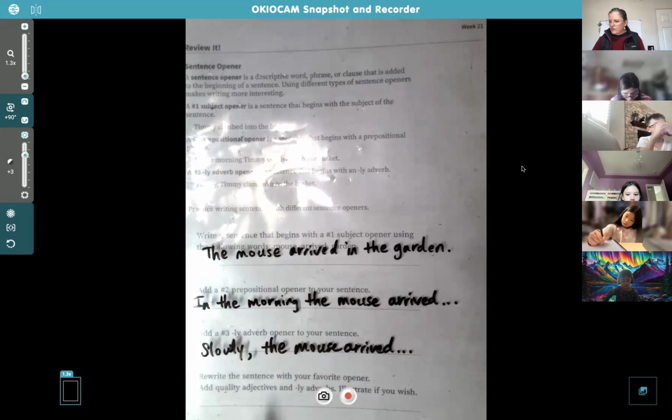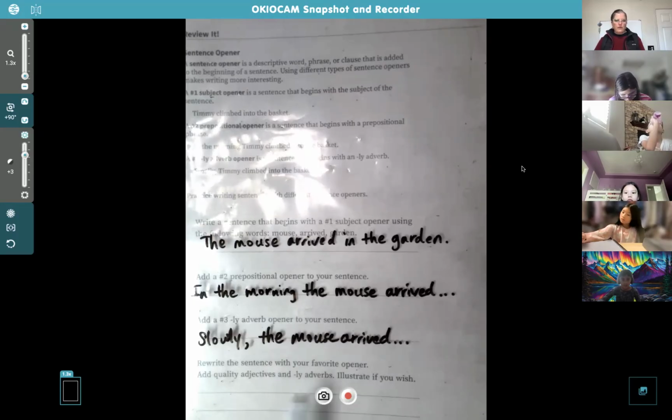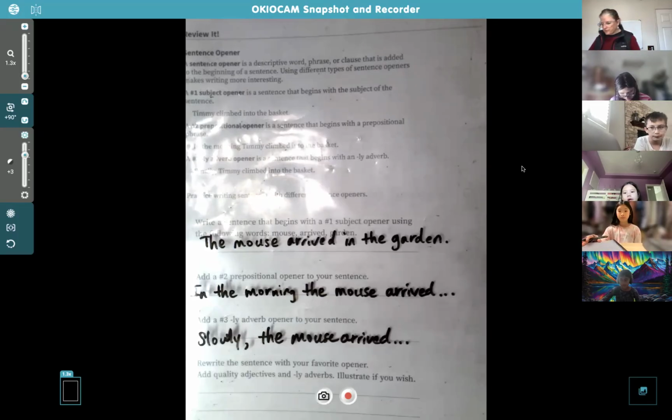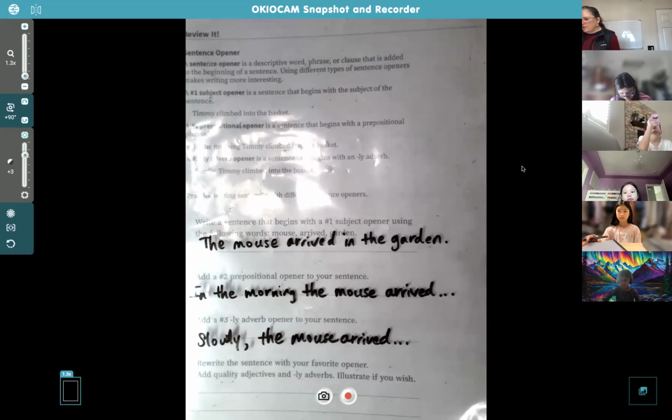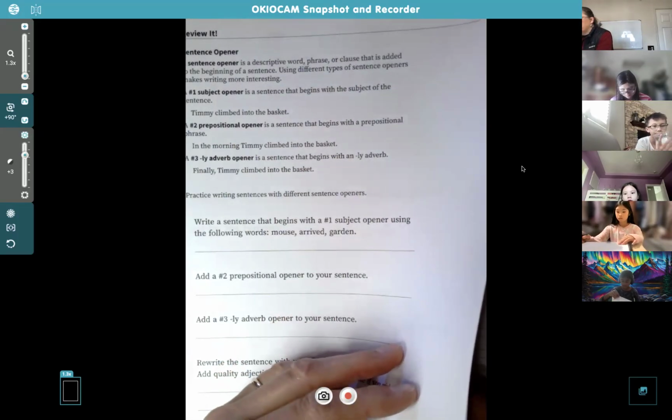And then here it just says rewrite the sentence with your favorite opener, add quality adjectives and ly adverbs, illustrate if you wish. I'm going to let you do that later if you want to play with that sentence a little bit more. But these are the three openers they wanted you to practice. The subject opener is number 1, prepositional opener is number 2, and ly adverb opener is number 3. All right, let's go to page 123 next.